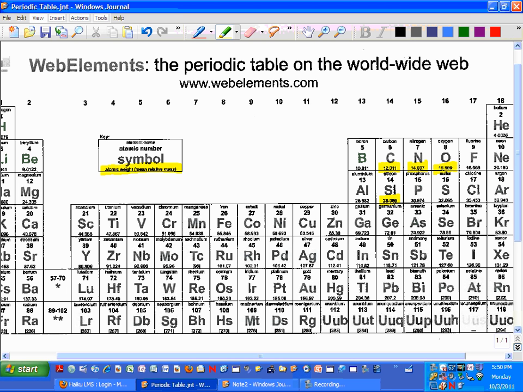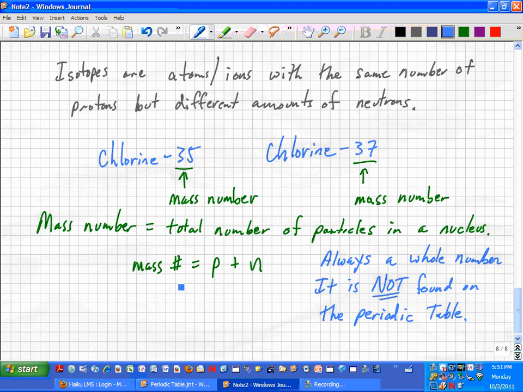And in junior high, they might have told you they estimate the mass number by rounding your average atomic mass to the next nearest whole number. Don't do that. That's not the right way to do it. We're not going to do it the incorrect way here. Forget that if you were taught that in junior high physical science. So this is always a whole number, and it's not on the periodic table. The other place you might find this is around the symbol.